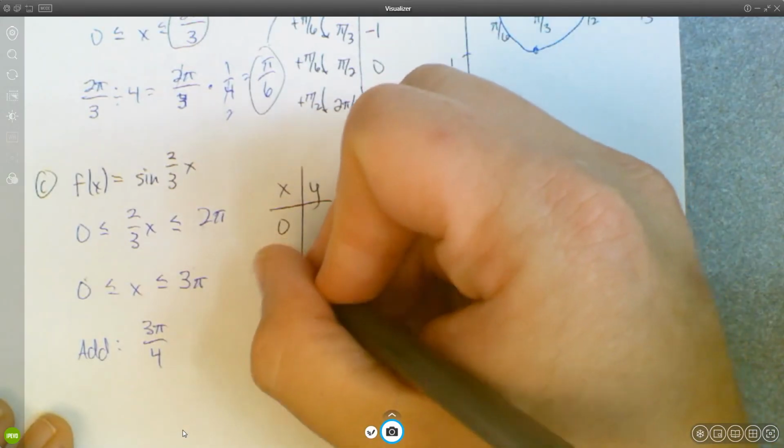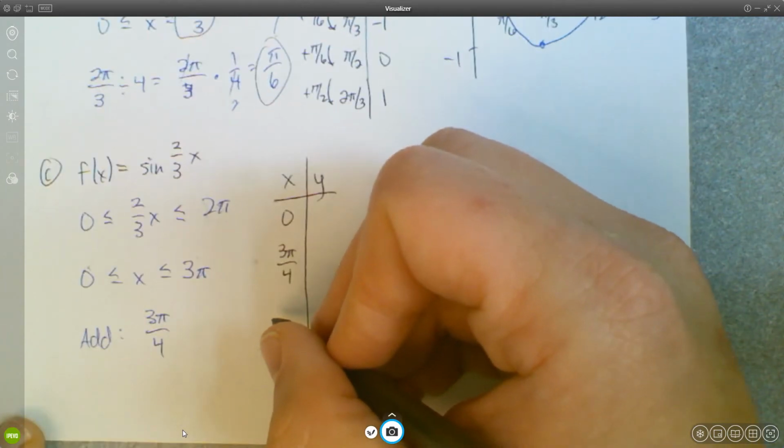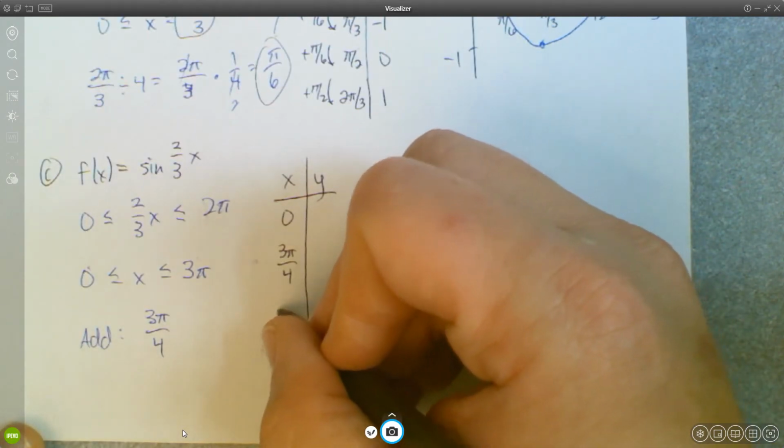Starting at 0, I'm going to add 3 pi over 4. Then I'm going to do it again. That'll get me to 6 pi over 4. 6 pi over 4, though, is the same thing as 3 pi over 2.